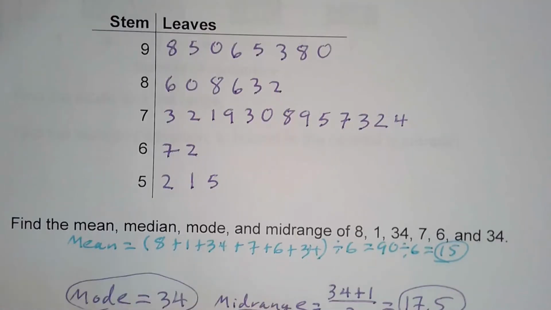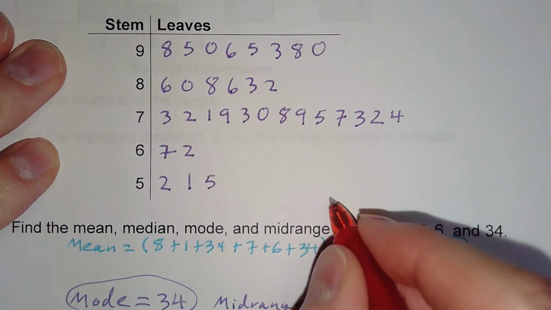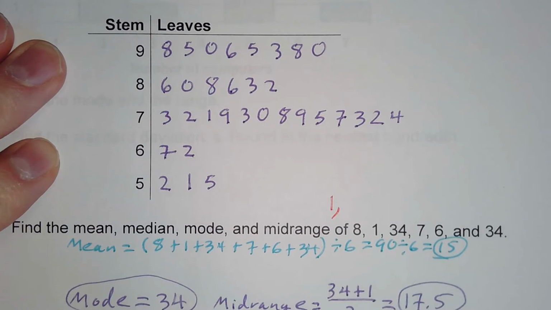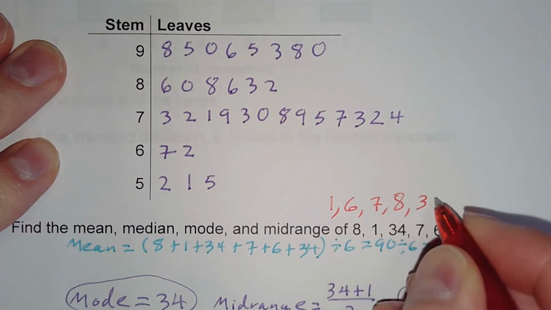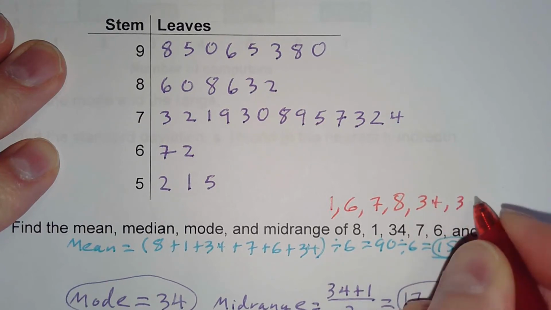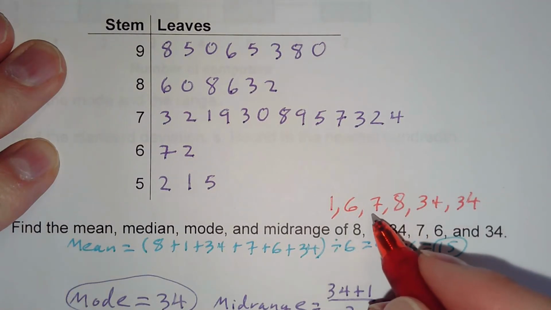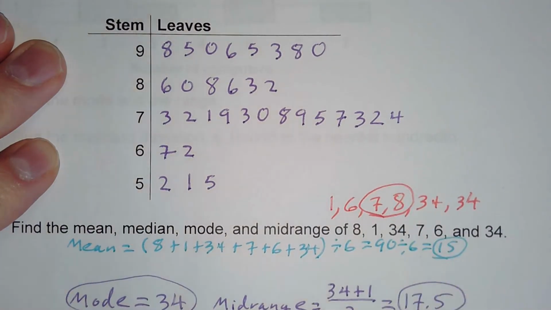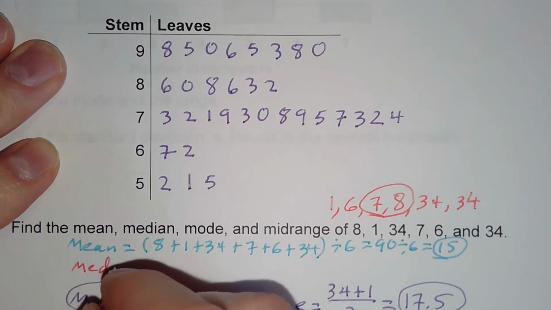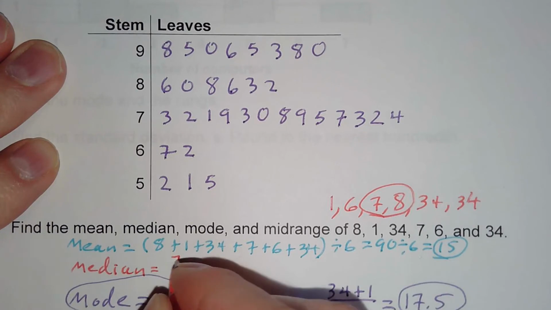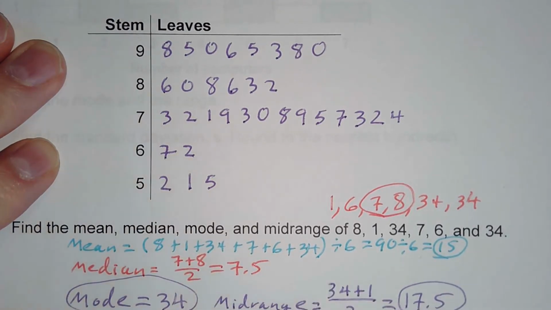So now we just need the median. And remember, for the median, you have to list the numbers from smallest to largest. So I'm going to list my 1 first. 6, 7, 8, and then my 2 34s. There's an even number of numbers here, so I'm going to take my 2 middle numbers, add them together and divide by 2. And that will give us 7.5.